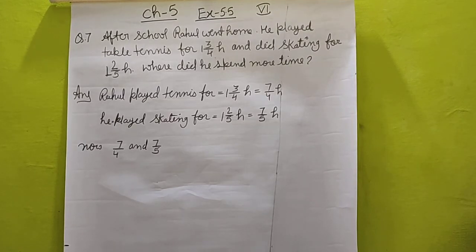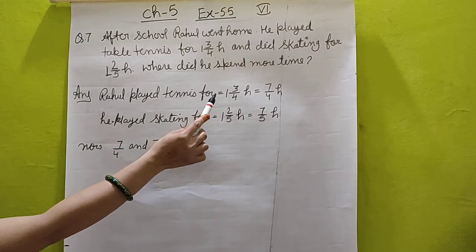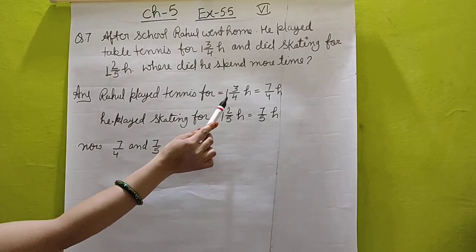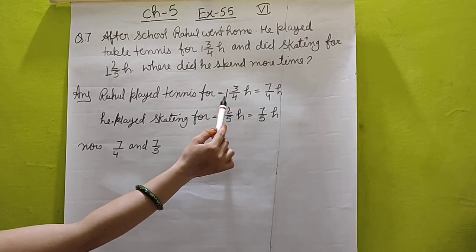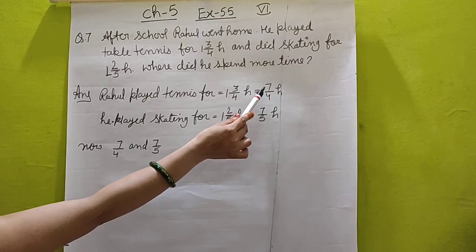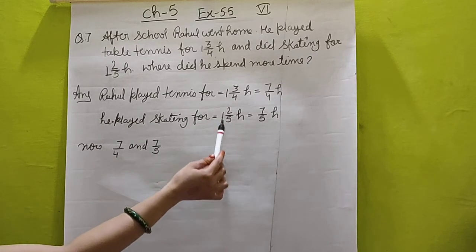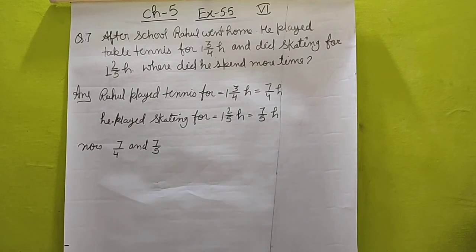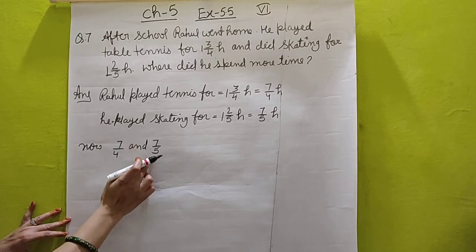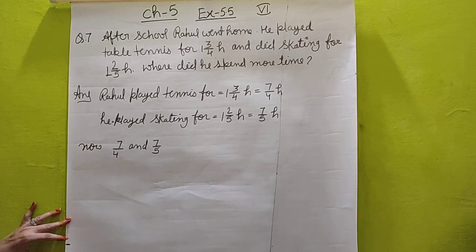Now students, our statement number 1 is Rahul played tennis for is equals to 1 3 by 4 hour. This I have converted into improper fraction. 4 ones are 4 and 3 is 7, 7 upon 4 hour. Now he played skating for 1 2 upon 5 hour. It will be again 7 upon 5 hour. Now students, 7 upon 4 and 7 upon 5. We are to find which one is greater. What we will do? Cross multiplication.